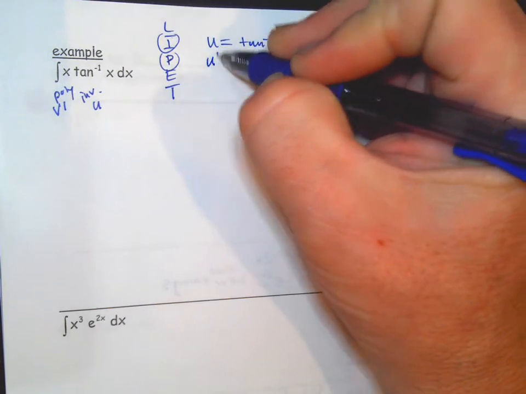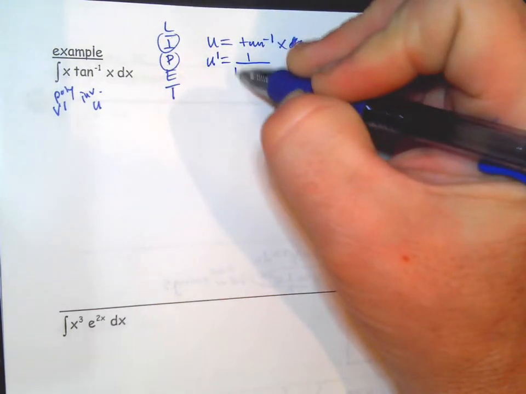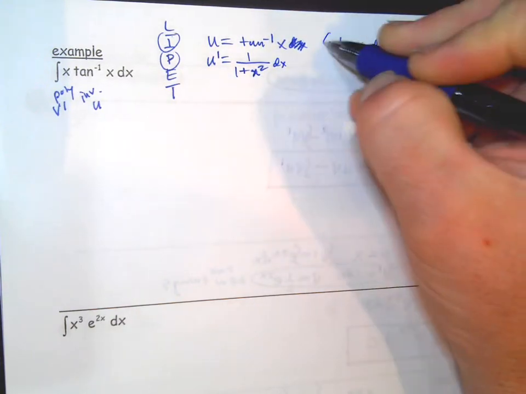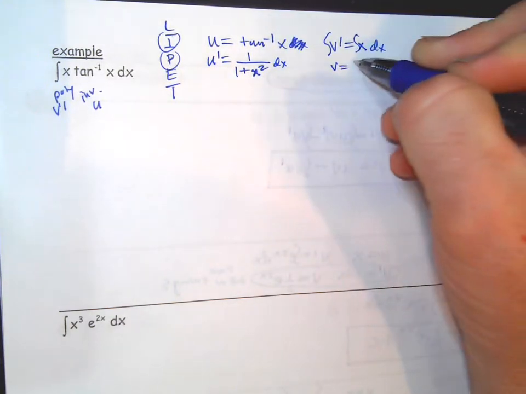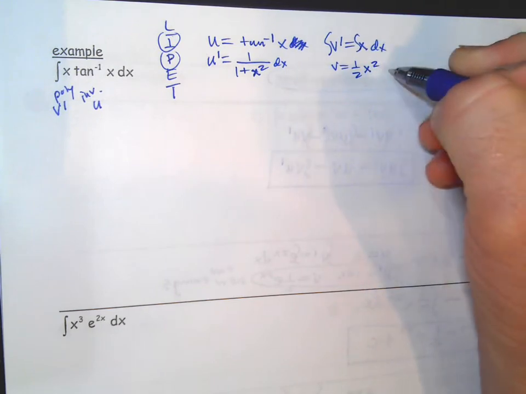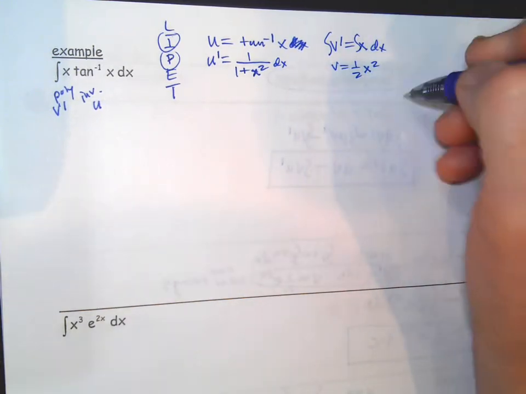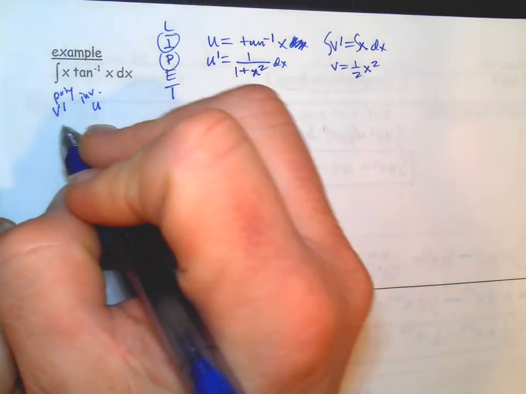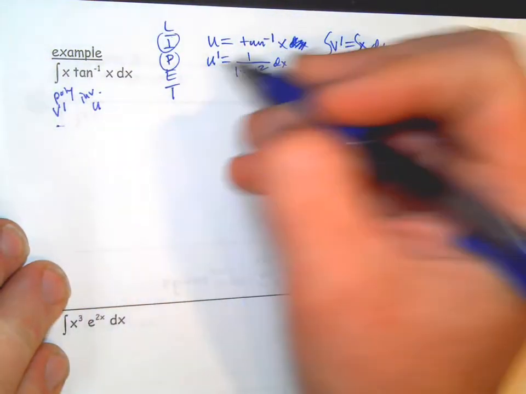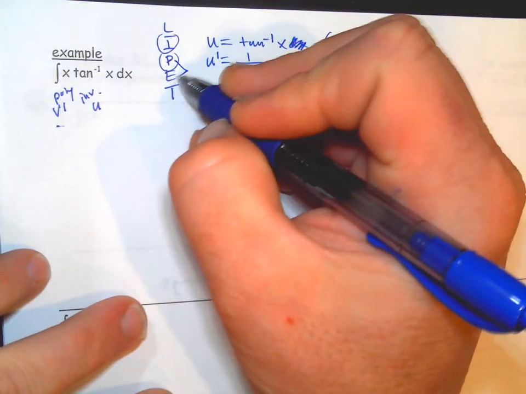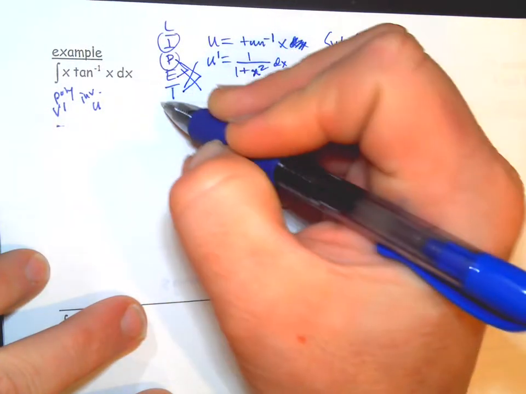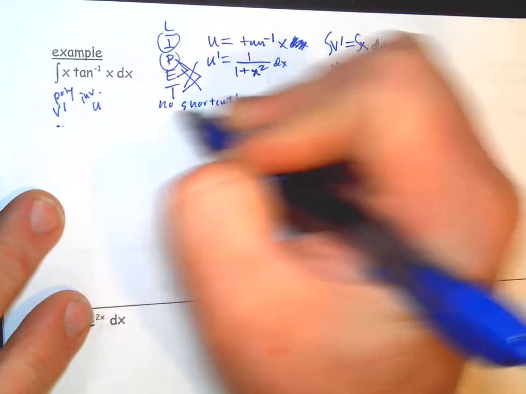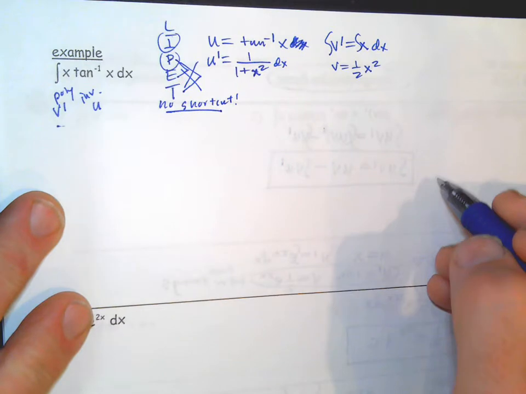So we need to take the derivative. The derivative of inverse tangent is 1 over 1 plus x squared, dx. Over here, v equals 1/2 x squared. Okay. Don't need to worry about the plus c's right now. It'll get built in later. So now we need to write this down. Now, by the way, check. Can we use a shortcut? Is it poly-expo or poly-trig? Nope. No shortcut. Always check to see if you can use a shortcut. It'll be totally worth it. Can't use a shortcut. Okay.